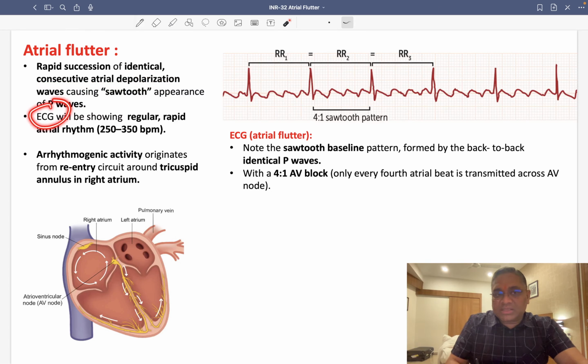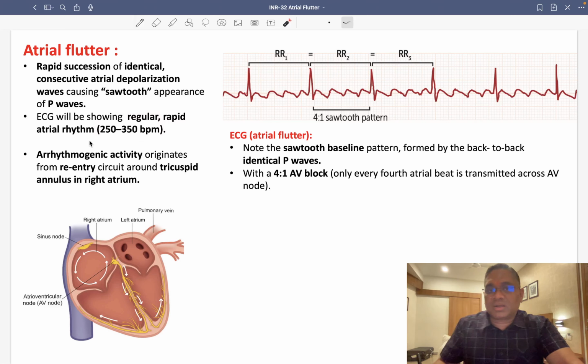So obviously on the ECG, if you look at the rate, they are showing you a regular rapid atrial rhythm, right? You can see that the RR interval is the same, so these have a regular rhythm, but the rapid atrial rhythm will be there. If you measure the heart rate, you will find that it will be in the range of 250 to 350 beats per minute, right?